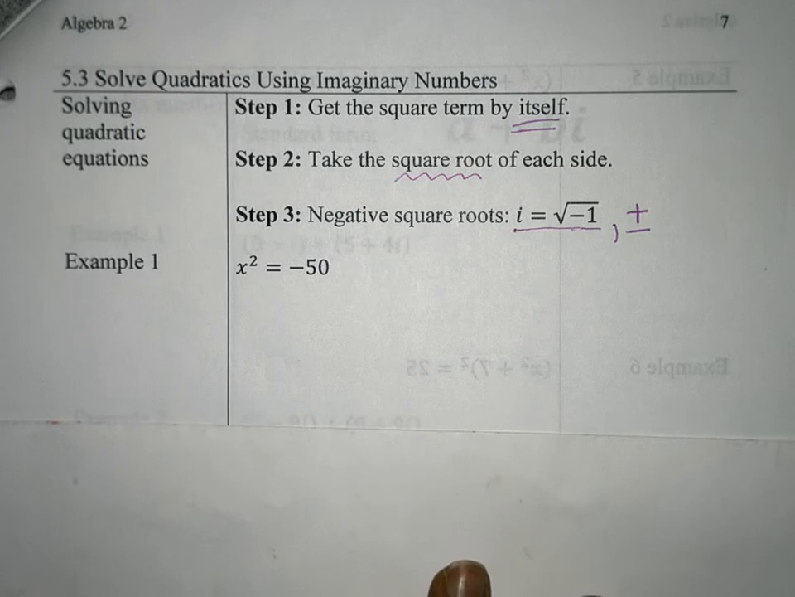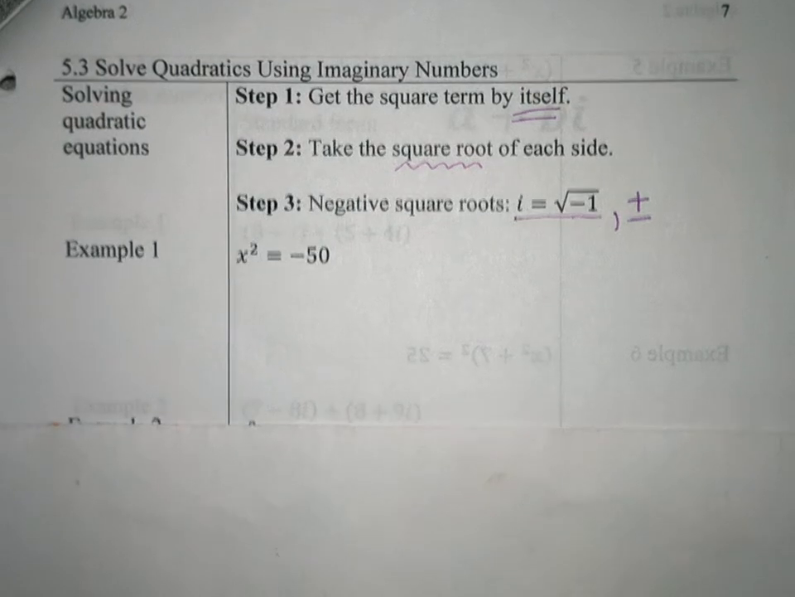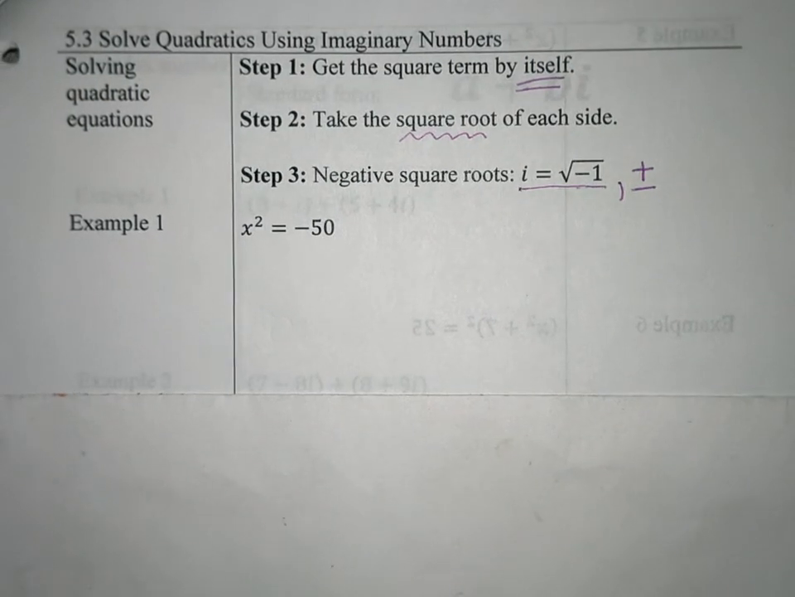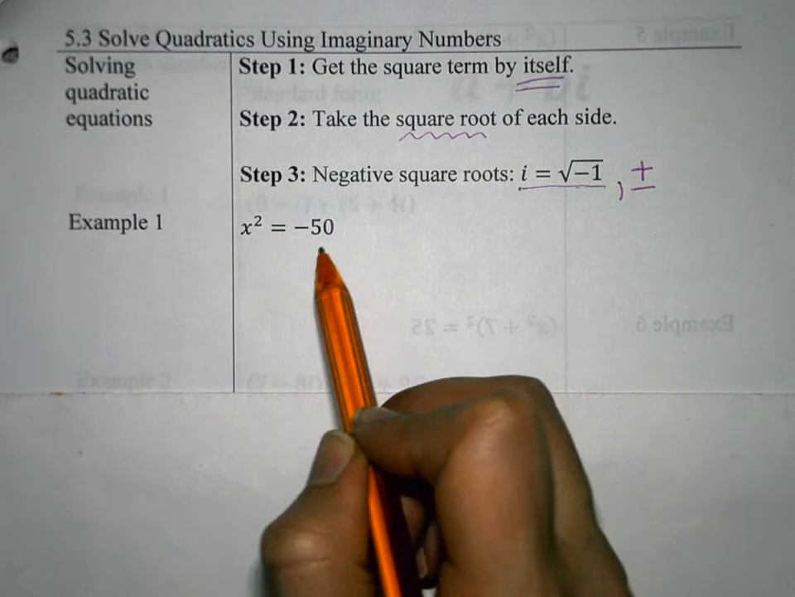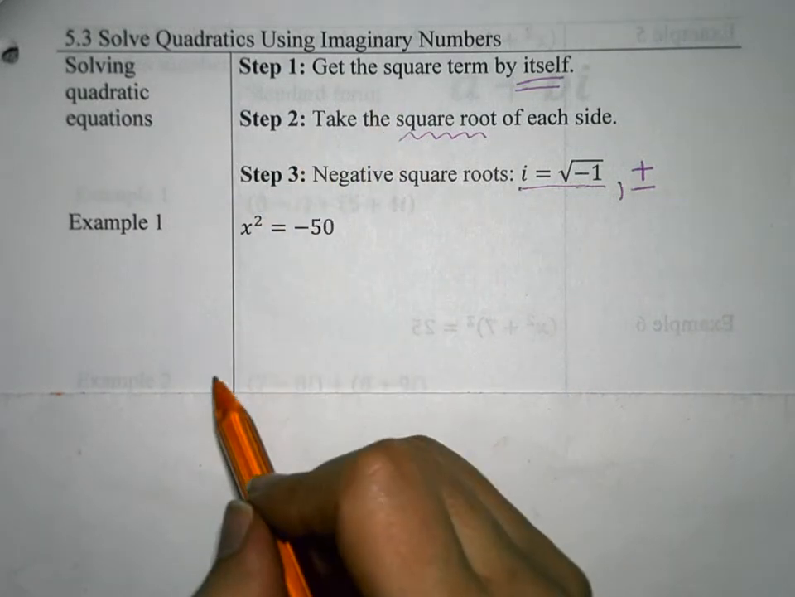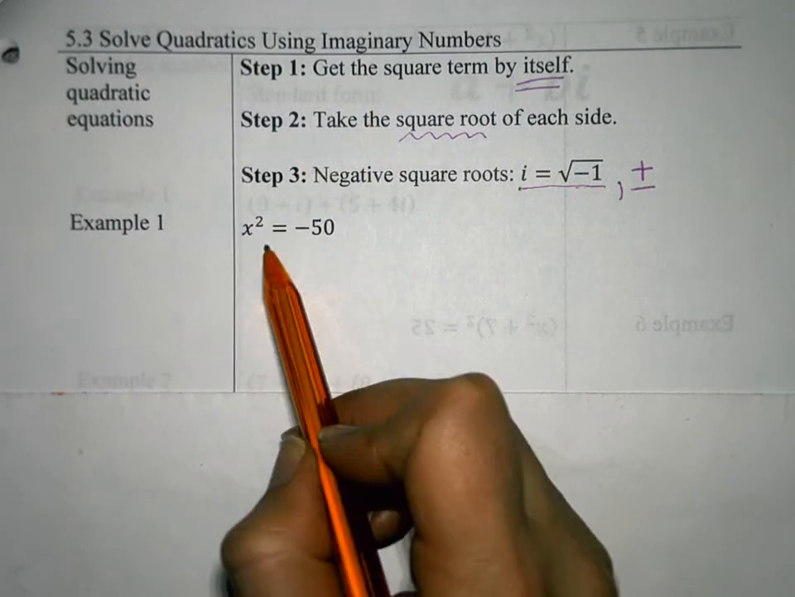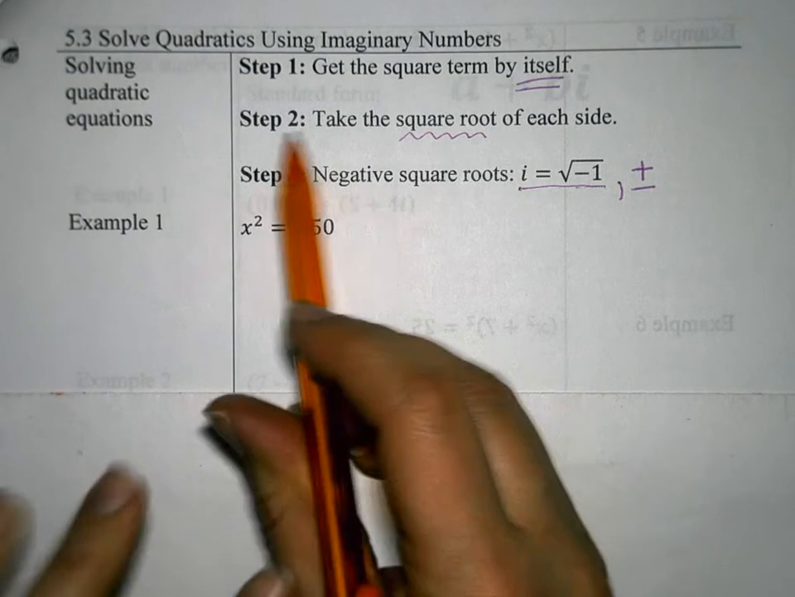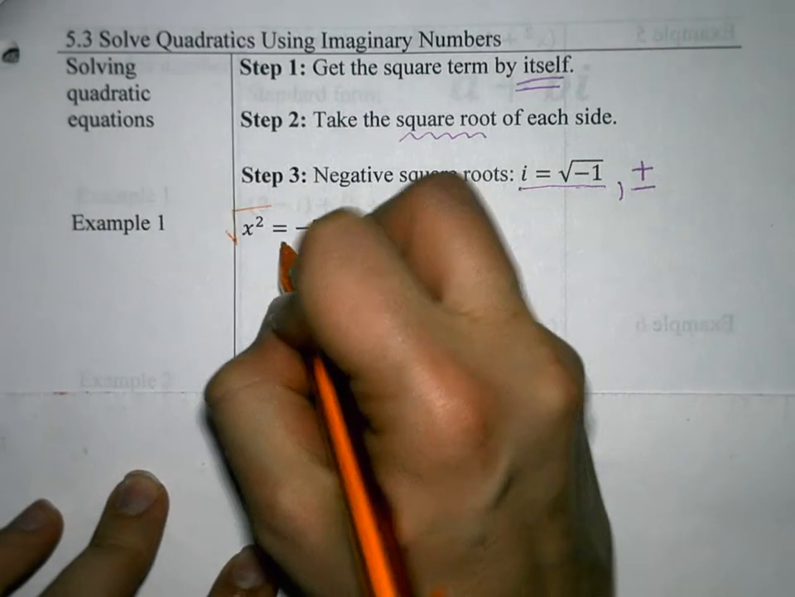So let's look at example 1. I have x squared equals -50, and step 1 tells me I want to get the squared term by itself. X squared is already by itself, so that step is done. So then step 2, I'm going to take the square root of each side.